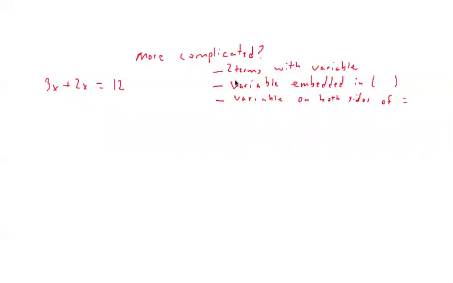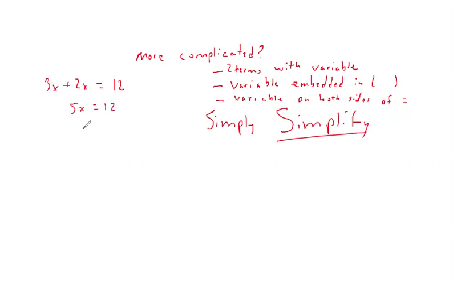For instance, what if the variable is in two different terms? Well, for all three of these situations, there's a common solution, and that is simply: simplify. Simplify the equation as much as you can. For instance, here, if I have 3x's and 2x's, that's 5x. Now it's an easy solve. X equals 12 divided by 5, or 2 2/5.